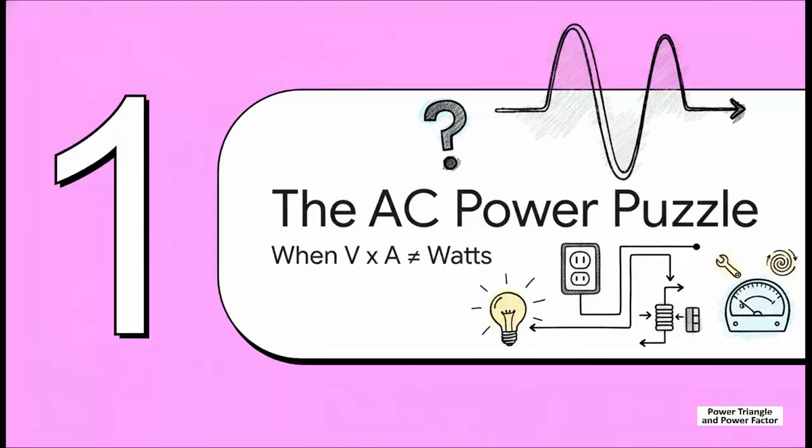So this is the core mystery we're tackling. We expect the power we use, the stuff measured in watts, to be a really straightforward calculation. But in the world of alternating current, or AC, which is what powers our daily lives, there's a fascinating twist. Turns out the total power that's supplied isn't always the same as the power that actually does the work.